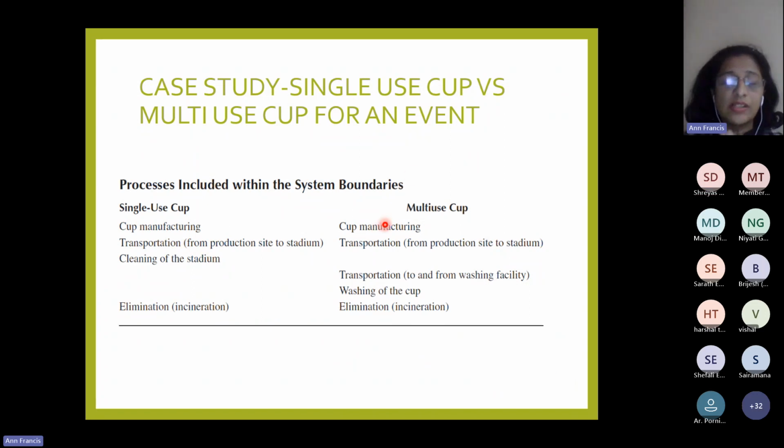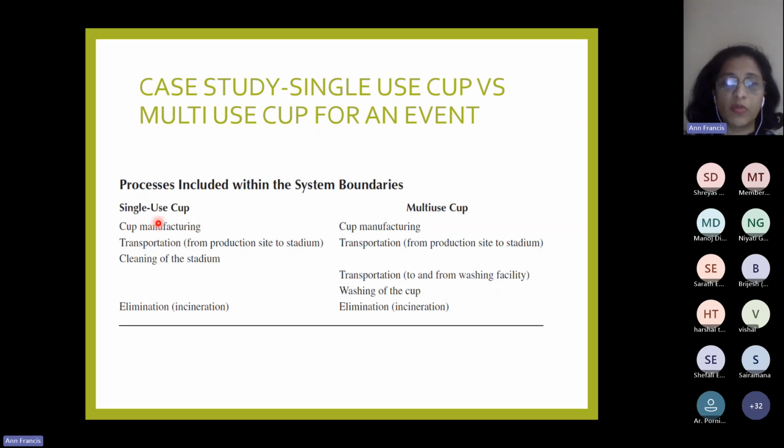Just imagine a scenario: there is a program in a stadium, and you have two options. One is a single use cup, which is either a plastic cup or a paper cup, or a multi-use cup, which is a polycarbonate cup that can be used multiple times. After the program, you can just wash it and reuse it. The single-use cup is used once and thrown.